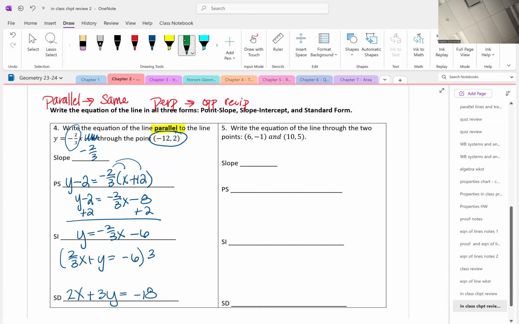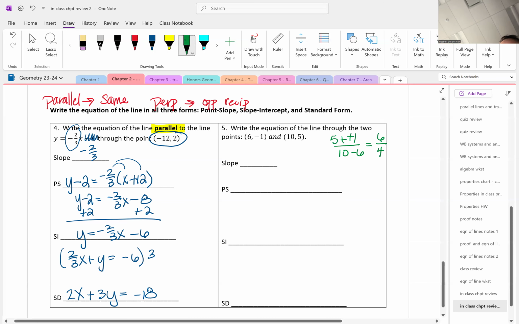Okay, on number 5, it just says through those 2 points. So to get it point slope form, you need a point and a slope. Well, we've got points, but we're missing the slope. So I'm going to have to find the slope. So that's going to be 5 minus negative 1 over 10 minus 6. This is plus a positive, so this is going to give me 6 over 4, but always reduce it. And when I reduce it, that gives me 3/2.